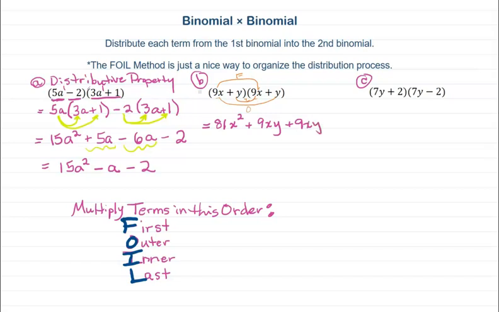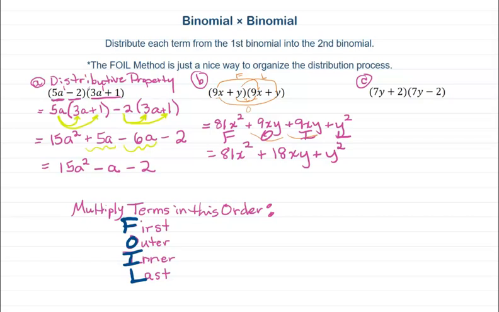Okay, and then last: first, outer, inner, and last. The last two terms are y times y, so that gives us y squared. All positive again. We're going to combine those middle terms because we have two xy terms. Let's go ahead and finish this one up. 81x squared, we have 9 plus 9 is 18xy's. And then bring down that y squared term. And we're done. So there's your first, outer, inner, and last multiplication for the FOIL method.